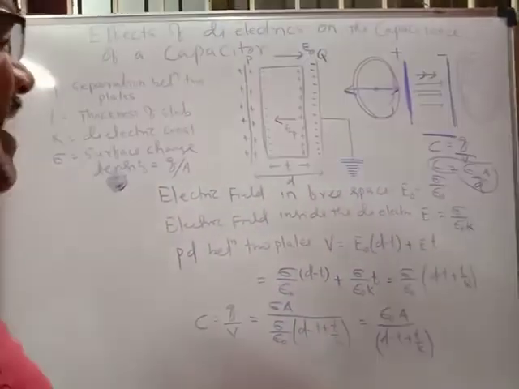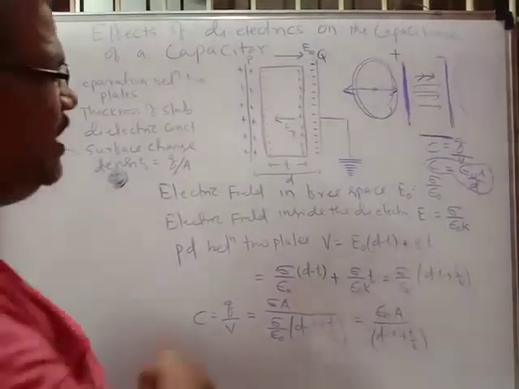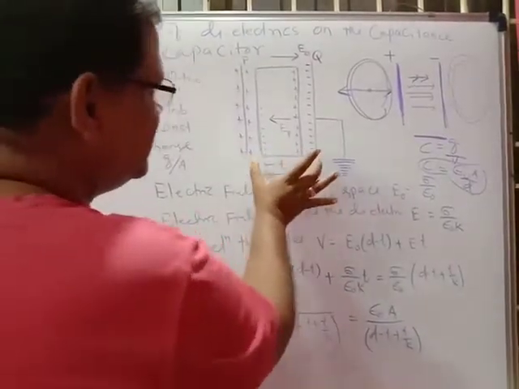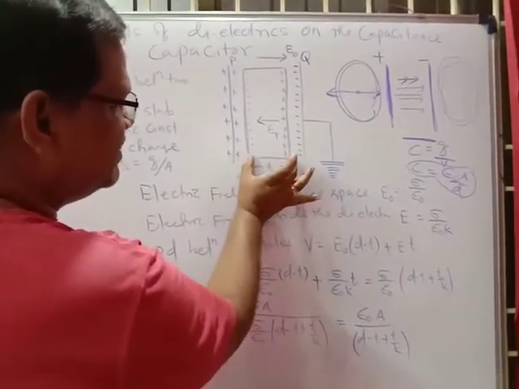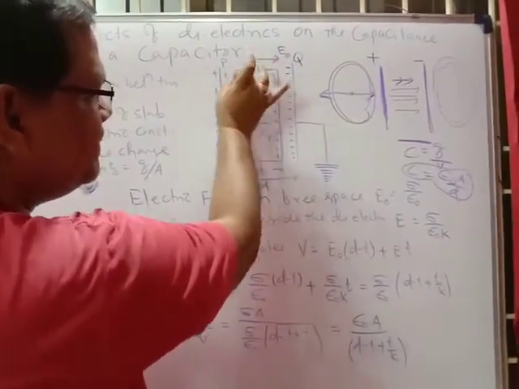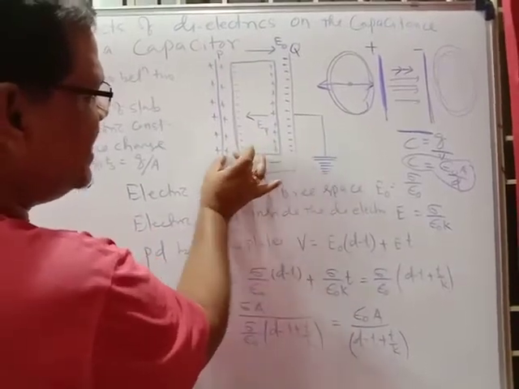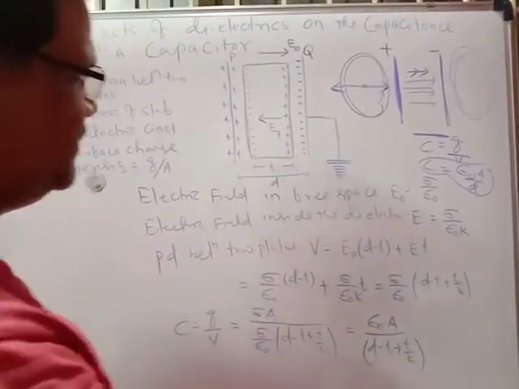So what will be the PD between the two plates? In between the two plates, some portion is covered by the dielectric slab of thickness t, and some portion is left as free space.